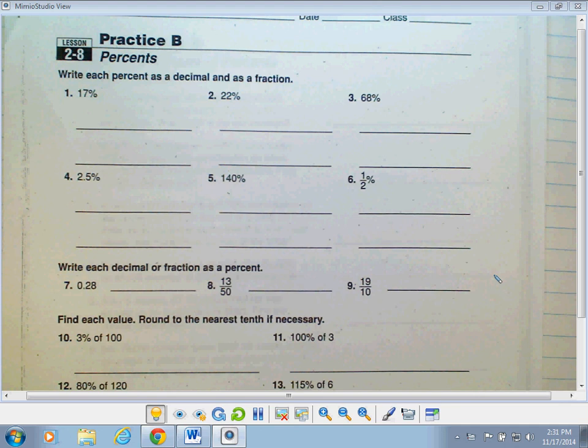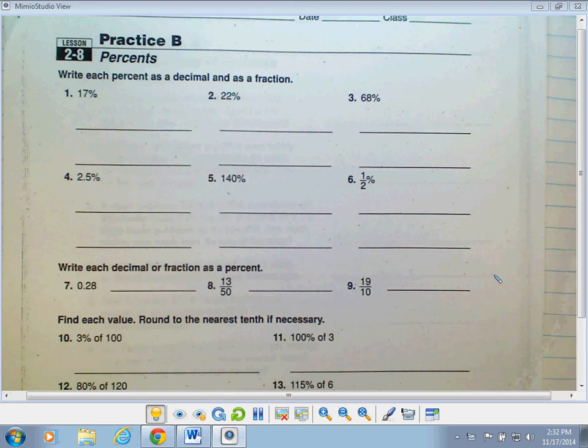Solution guide for the review packet for quiz 2.8 and 2.9, which is all about percentages and some word problems involving percents. So the first set of problems is pretty standard. It's taking a percent and converting it to a decimal and also converting it to a fraction.